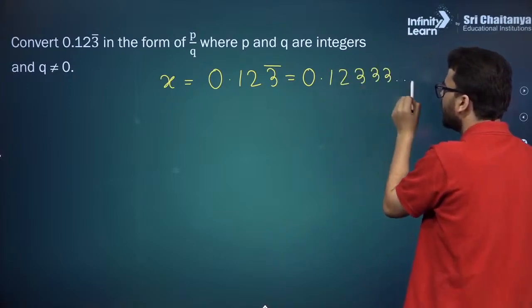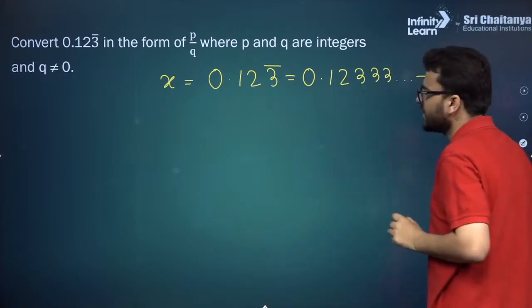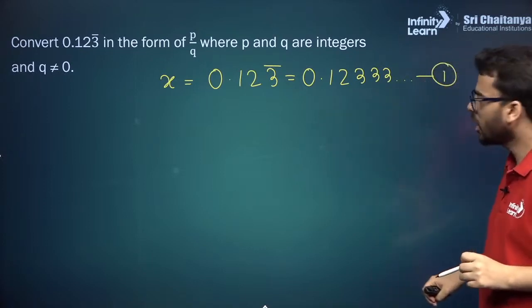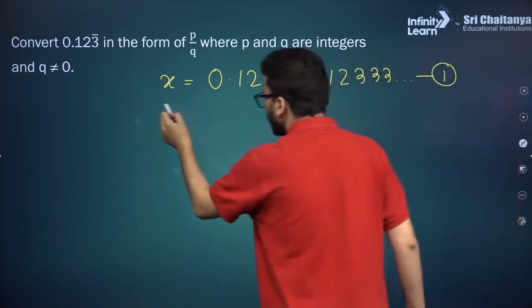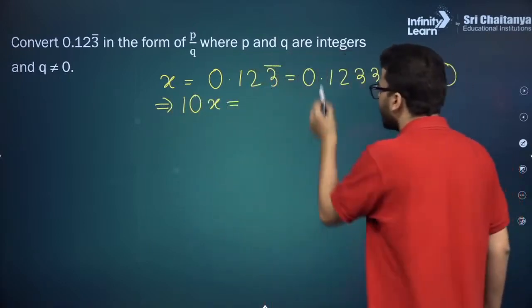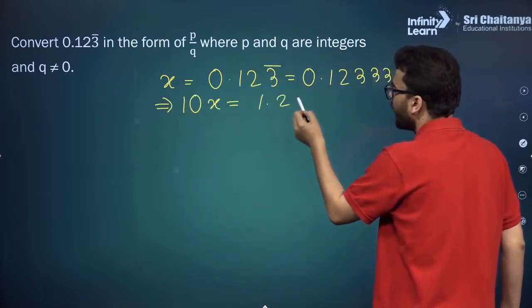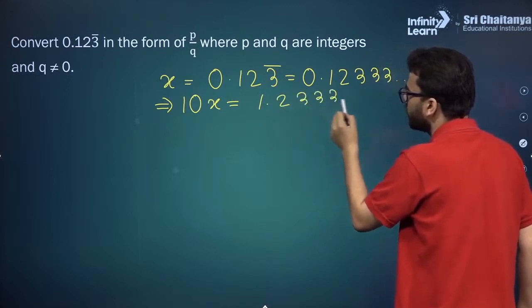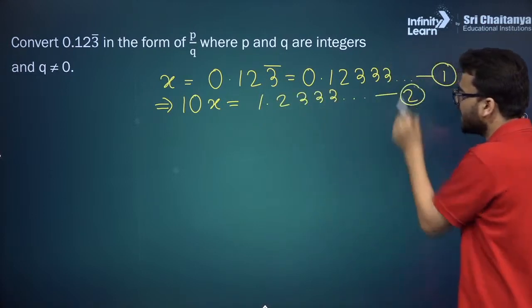0.1233 with 3 repeating. This is the first equation. Suppose I multiply by 10. In the first case I'm multiplying by 10. What will happen? I'll get 1.2333. Yes or no? I'll get something like this.